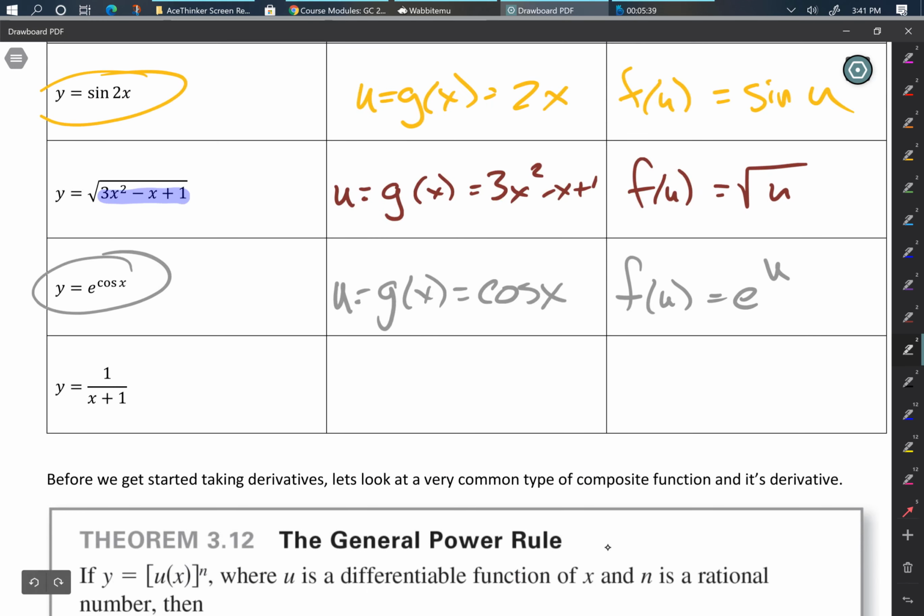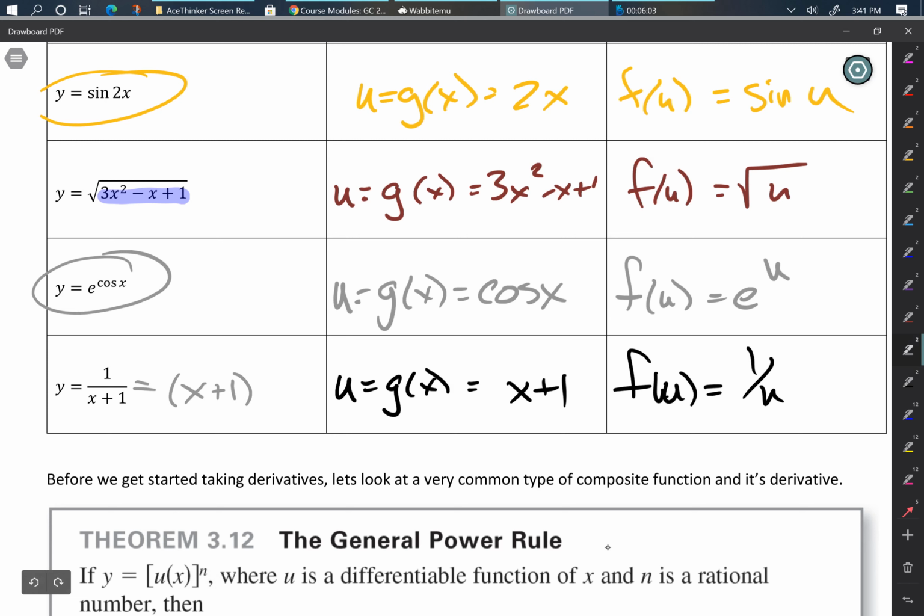Y equals 1 divided by, right? Inside function, outside function. Now this one's easier to see if you rewrite this. If you rewrite this, and what we would want to do to take a derivative, function raised to a power. The function is the inside, the power is the outside.